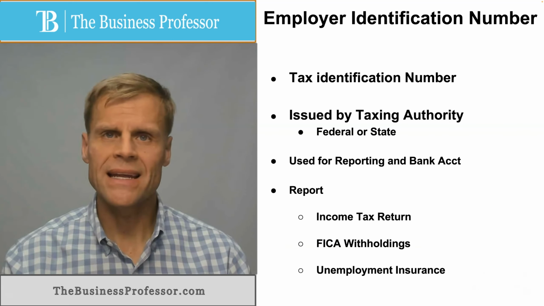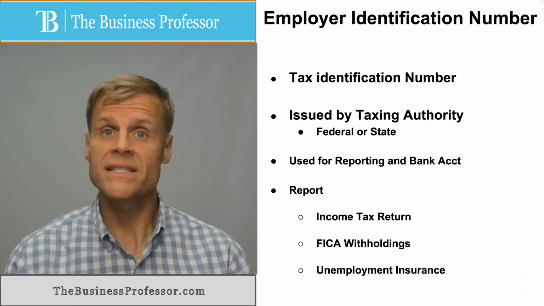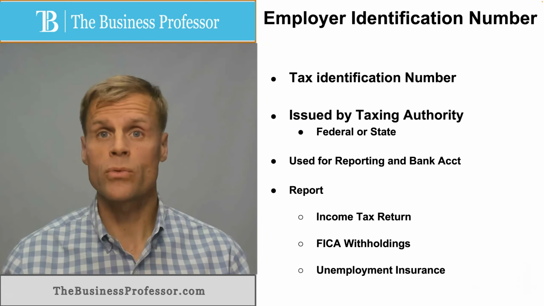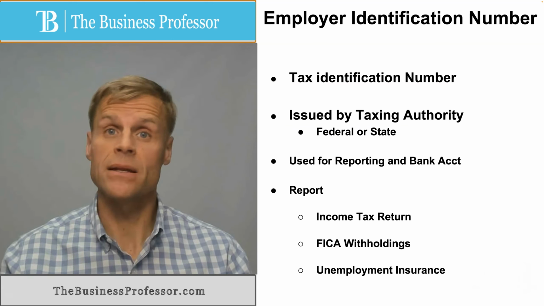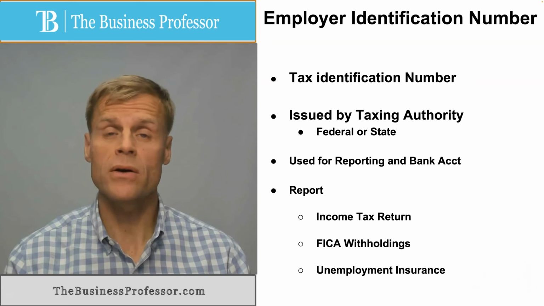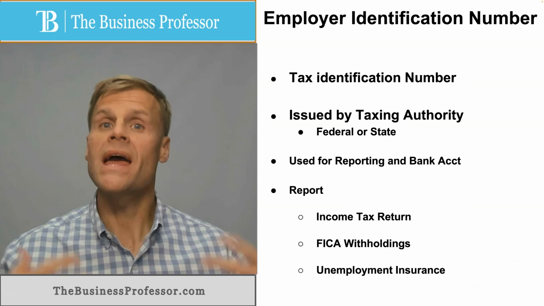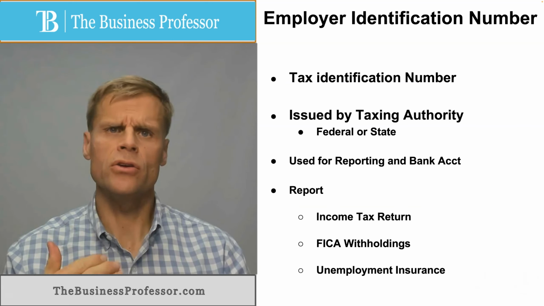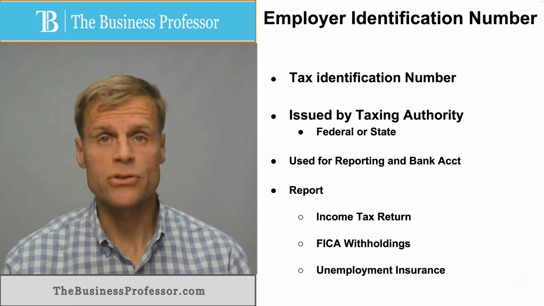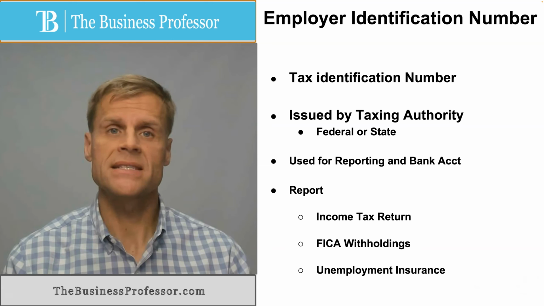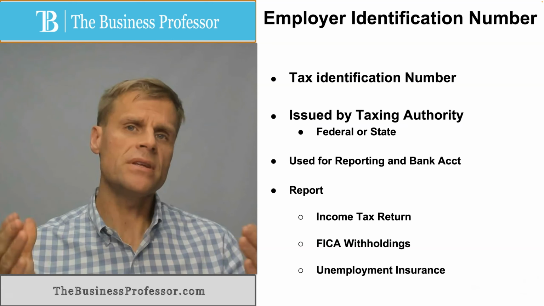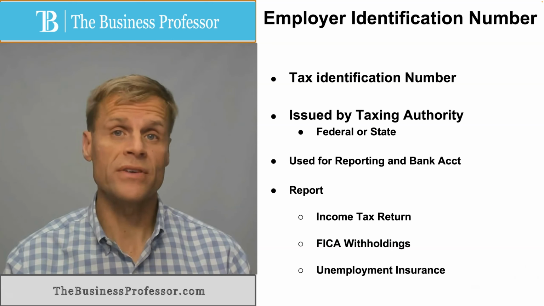Now, how do you get an EIN? You simply request it via the Internal Revenue website, or you can send in paper documents requesting it as well. And the same goes for any state's Department of Revenue or taxing authority within the state. You follow the state-issued procedures to request the state-issued EIN. And so this is the general use and function of an EIN.